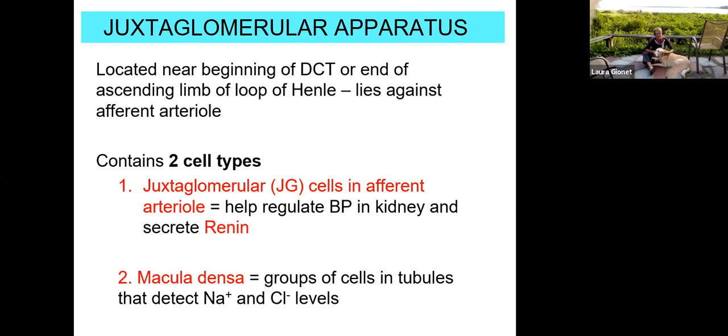The macula densa cells are a group of cells in the distal convoluted tubule. They monitor the osmolality of the filtrate as it's passing through the duct system, because these cells are within the distal convoluted tubule, which is part of the nephron. So they're monitoring the contents of sodium chloride that's passing through the nephron in the filtrate.